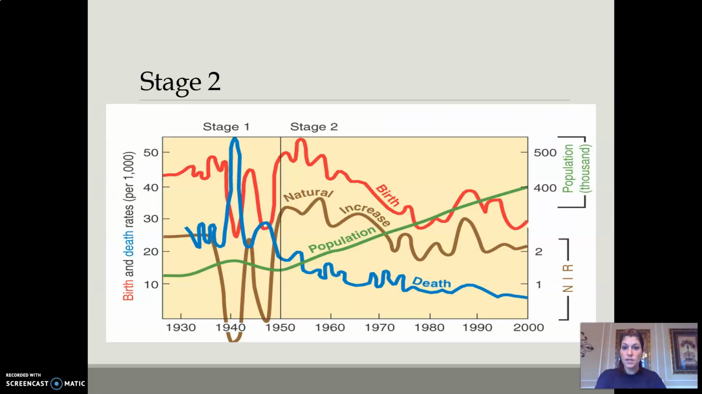All right, moving on to our stage. Oh, I forgot, we have our chart. So again, if we look at the chart, birth rates are high in stage 1, death rates are high, and again, we're going to see that natural increase is going to be low.